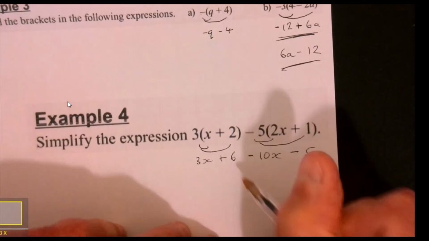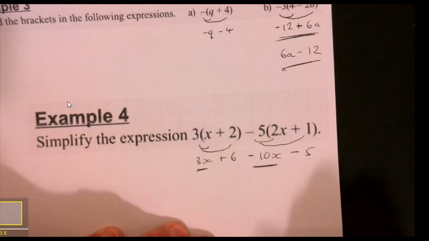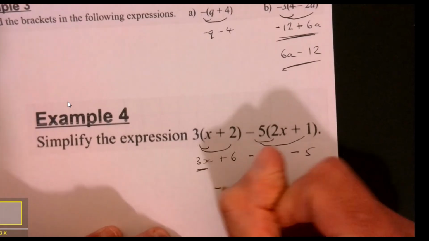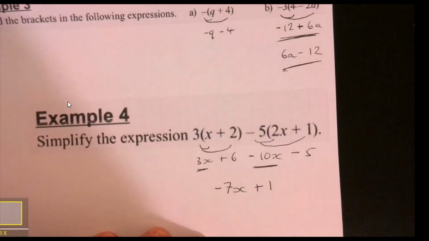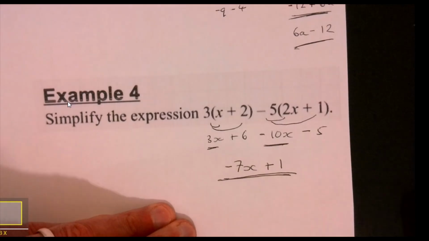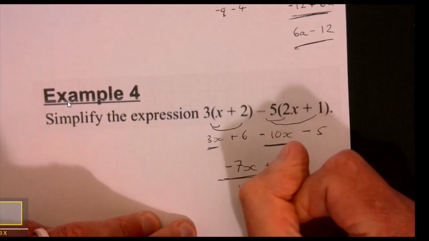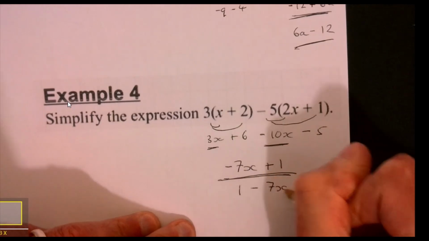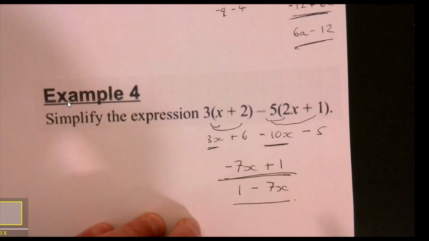Okay, so let's finish them off. So how many x's have we got? 3x take away 10x is minus 7x. 6 take away 5 is 1. Okay, and that's fine. That's all the marks, right? That's maximum marks. But a good mathematician might write that, which is exactly the same. It just looks a little bit nicer to work with.